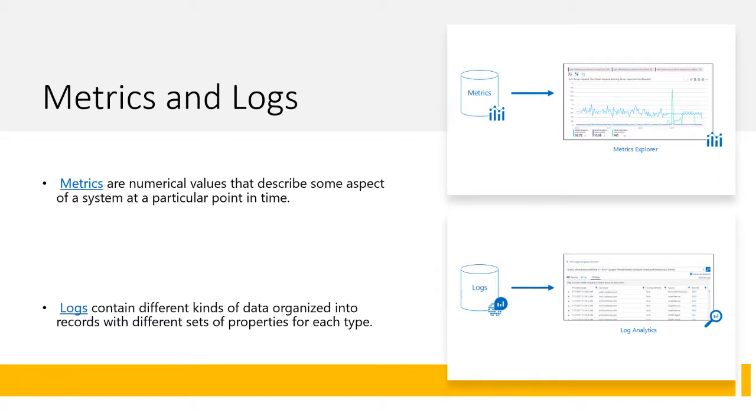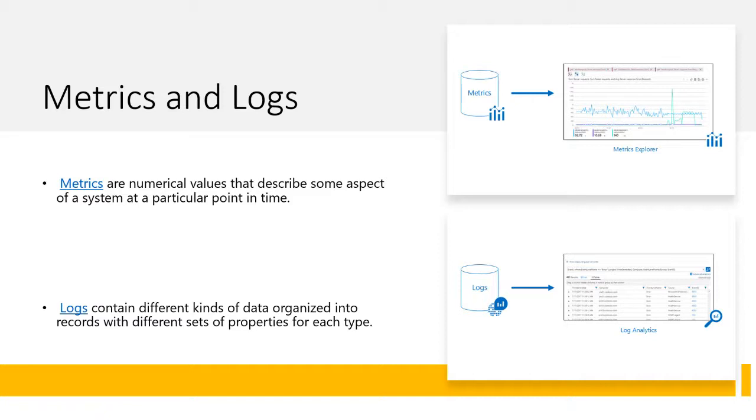So before we begin, we'll just see what metrics and logs are. Metrics are numerical values, anything that is a numerical value that describes some aspect of a system at a particular point in time. The greatest example I could give you is percentage CPU utilization time. Every organization, if you have a VM, will have some kind of metrics to make sure that your utilization of the CPU is not beyond a particular threshold.